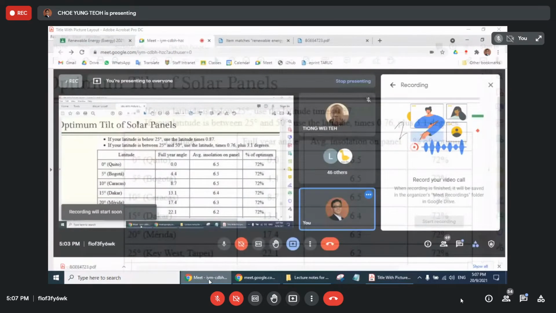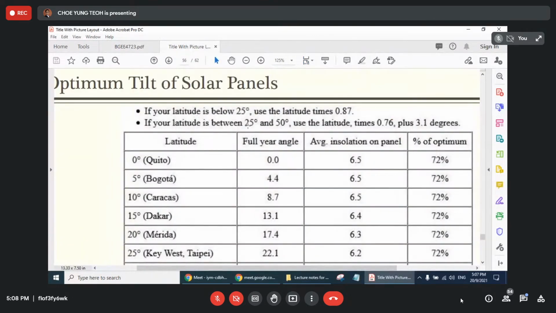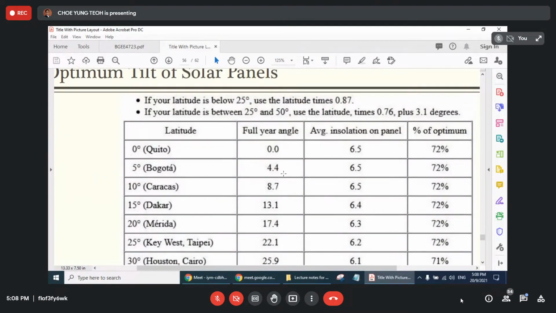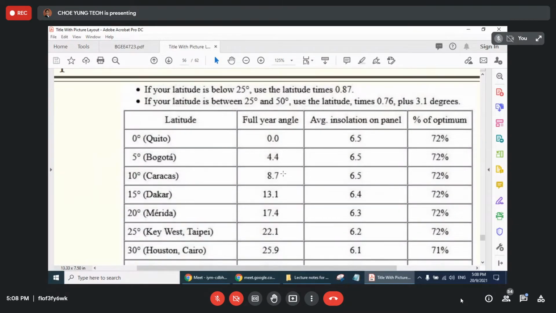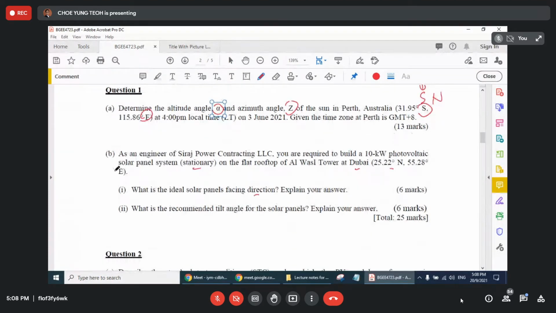So for this case, the location is at latitude 25.22. So your latitude is between 25 and 50. So you have to use the latitude, 25.22, multiply 0.76 and plus 3.1. Then you will get the answer of what tilt angle will be the maximum. Not difficult, huh? Okay, then move to the second question.